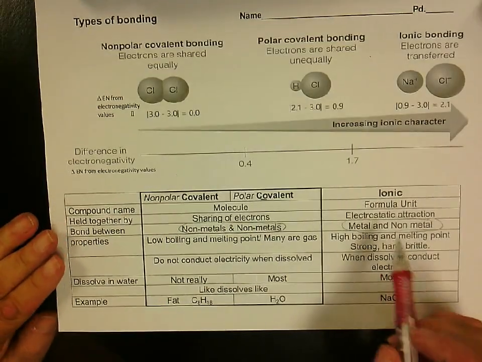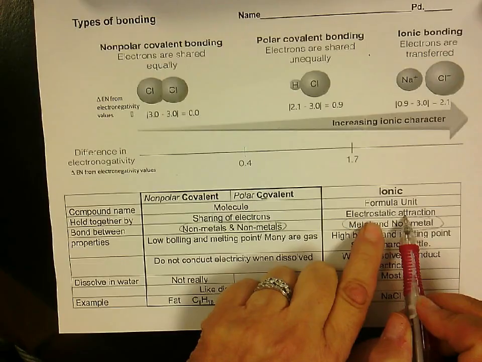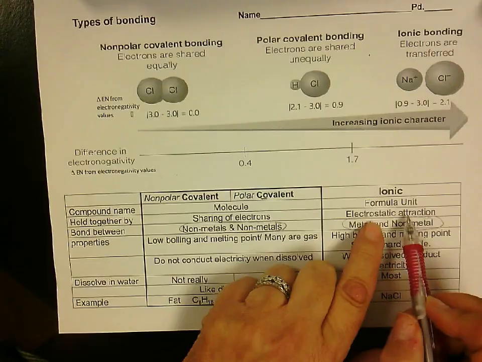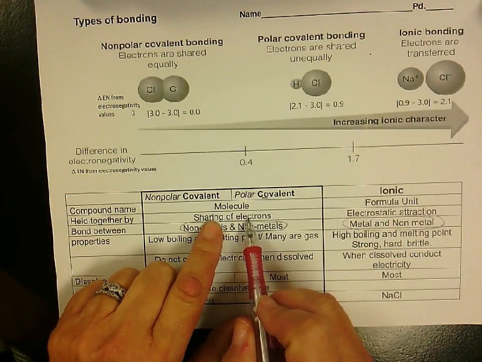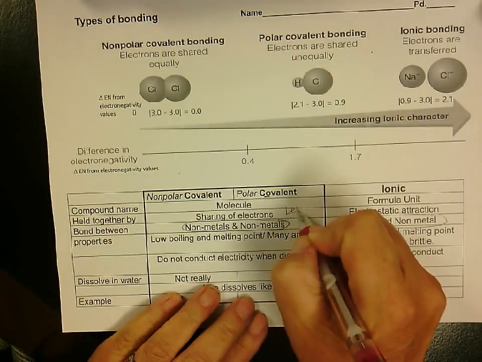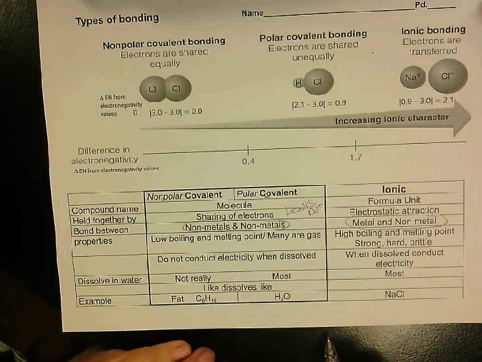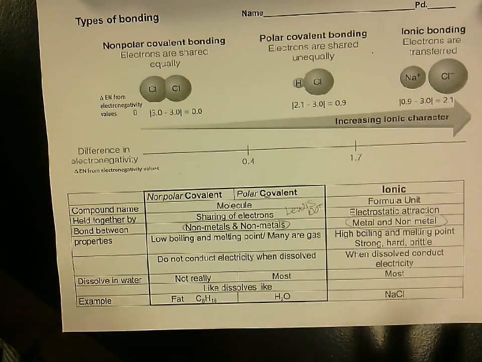So ionics click together by electrostatic attraction. That's where we steal an electron, they become charged particles, and we click together. Where covalents share electrons, and this was our Lewis dot model, and we will get into that in a moment, and we'll have a whole little unit on that. Now, these two things are very important.